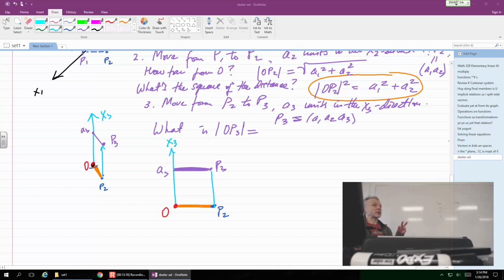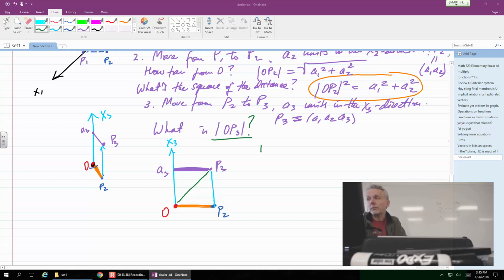The x2, x1, x2 terms have disappeared because we just don't care. As far as this is concerned, we don't care about that. Okay, and then to find the distance we're looking for, OP3. It is a diagonal, right? OP3, look, it is the diagonal direction, this one. Let me maybe use a different color, green. This is OP3, okay?